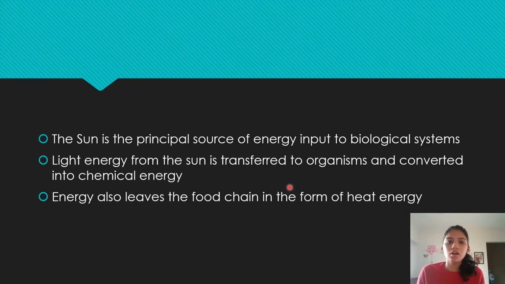So basically, light energy from the sun is transferred to organisms and converted into chemical energy. So we've already seen how this happens. Light energy is absorbed by palisade mesophyll cells via photosynthesis and converted to chemical potential energy to make food, basically starch, glucose. Energy leaves the food chain in the form of heat energy. So that's also a very important 1 mark question when they ask you how it leaves the food chain. It leaves the food chain in the form of thermal energy.